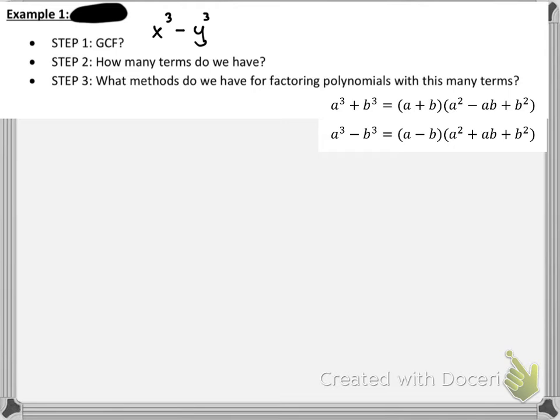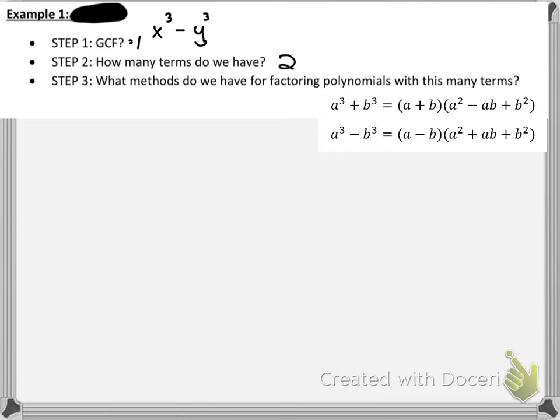In this case, the GCF is 1, so we're going to move on to step 2. Step 2 says, how many terms do we have? We can see clearly that we only have 2 terms, so we're going to try either a difference of squares or a sum and difference of cubes.